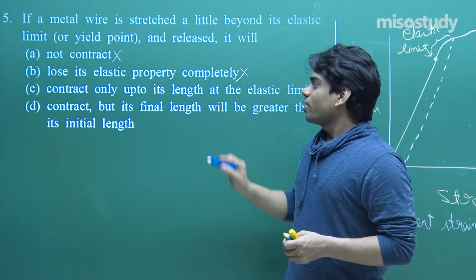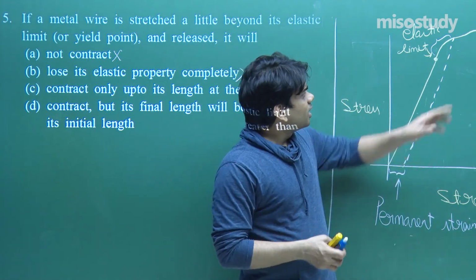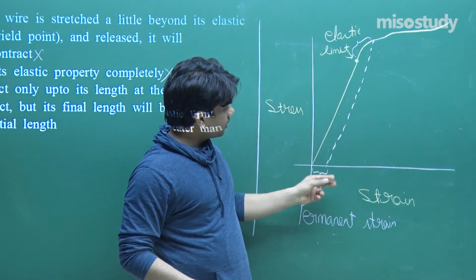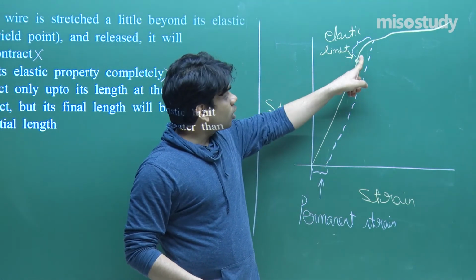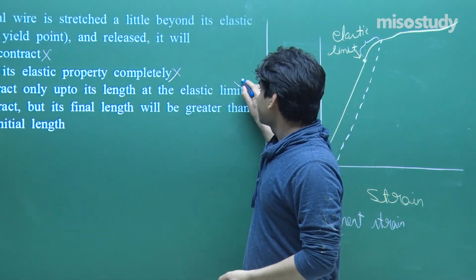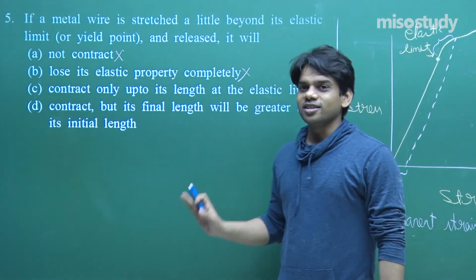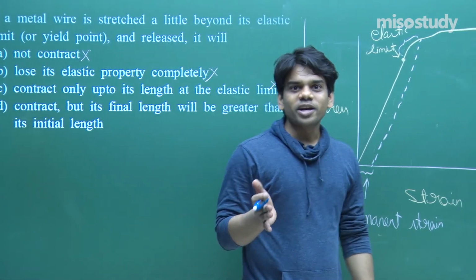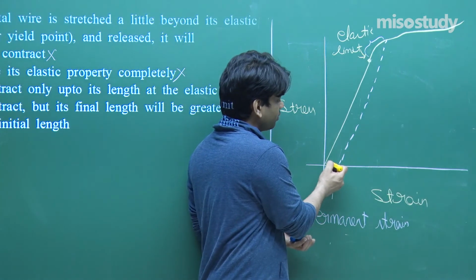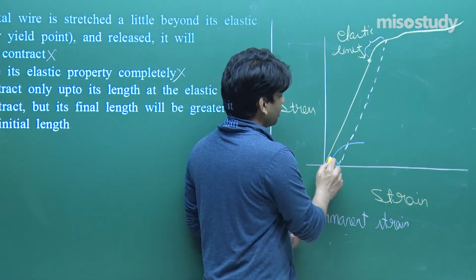Contract only up to its length at the elastic limit? We see that if the stress is removed, it's going to reach here, permanent strain is there. It's not only going to contract till this end. No. So C will be incorrect. D, contract, but its final length will be greater than its initial length. Yes, its final length will be greater than initial length because this is a permanent strain which comes. That means there will be an extension in the length.